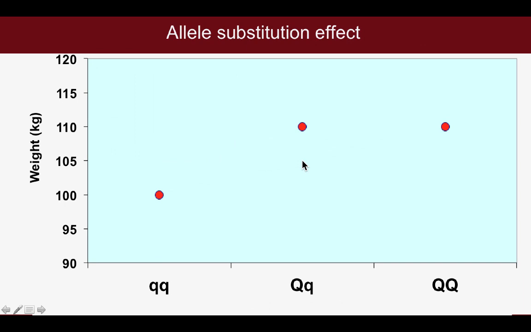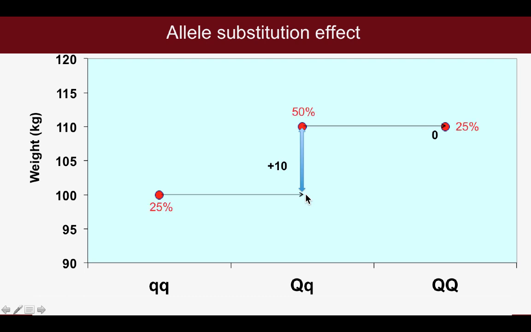Now, in the case of dominance, we also need to reconsider the average allele substitution effect. In this case, going from little q little q to big Q little q increases the average phenotype by 10 kilograms, while going from big Q little q to big Q big Q, adding another big Q allele, does not change the average phenotype at all.